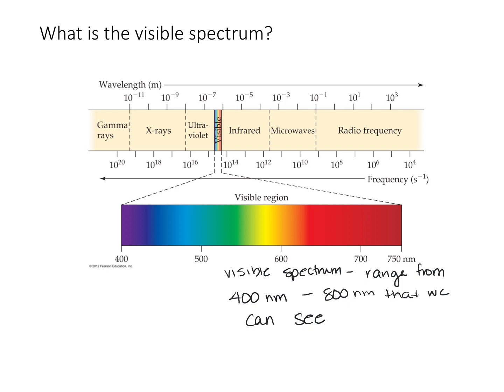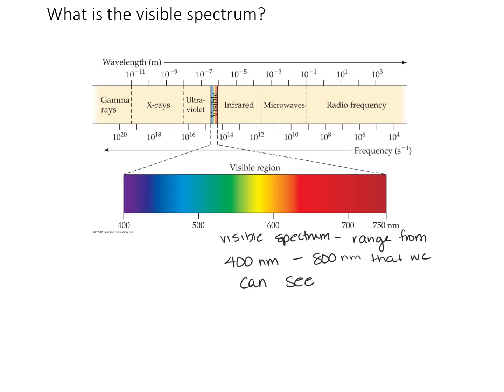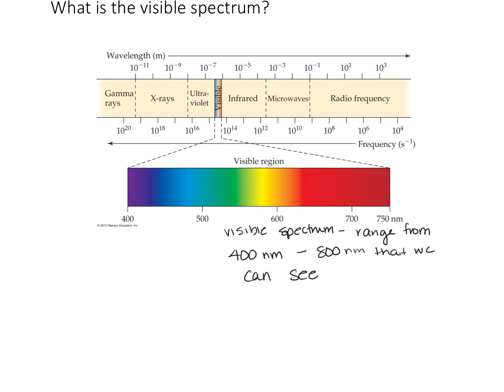Now, the visible spectrum is a tiny portion of something much larger, which is the electromagnetic spectrum.